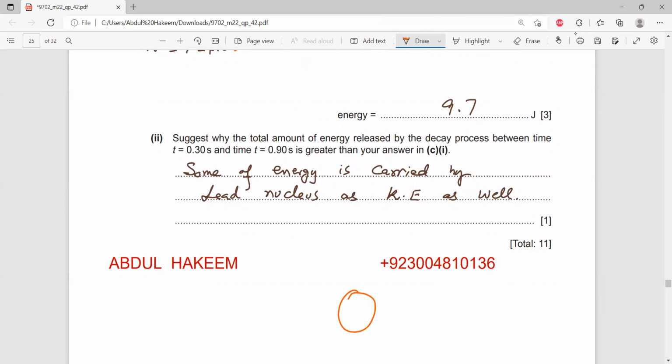So this is the atom. After emission of the alpha particle, the law of conservation of momentum applies. Total momentum before collision is equal to total momentum after collision. Initially, the momentum is 0. But when alpha is emitted with some energy, definitely the remaining nucleus will move in the opposite direction. So it means some of the energy is also carried by the lead. That's why the answer is not accurate. Some of the energy is carried by the lead nucleus as kinetic energy, because after the emission of the alpha particle, the remaining nucleus, the daughter nucleus, will recoil in the opposite direction to get zero momentum.